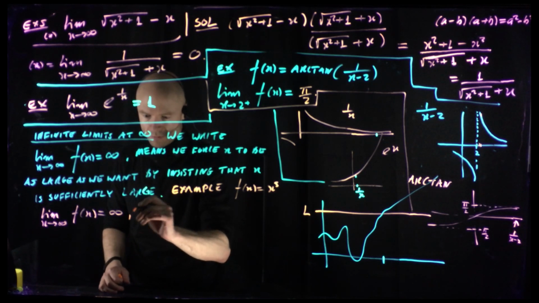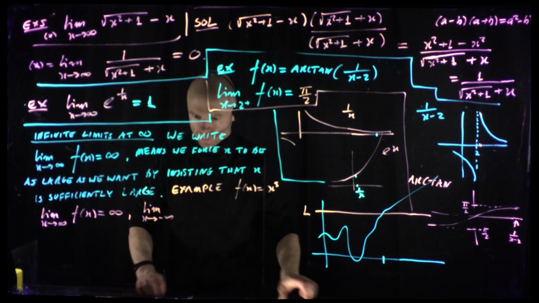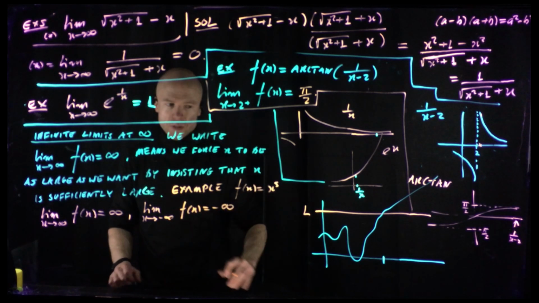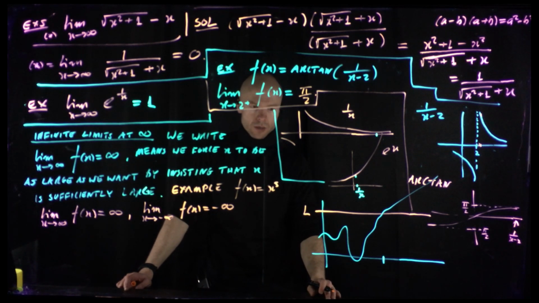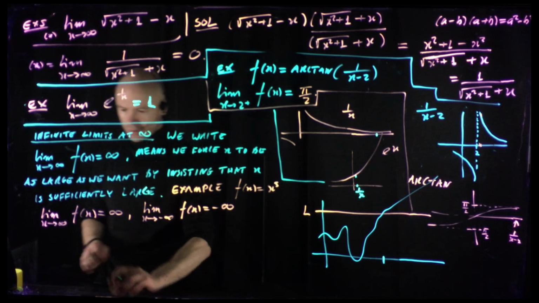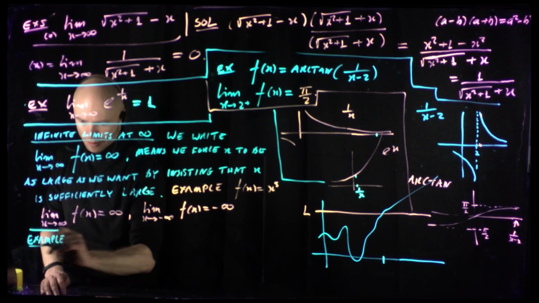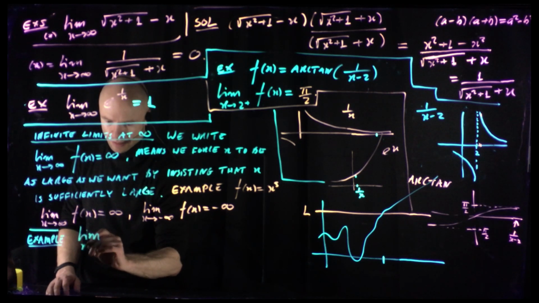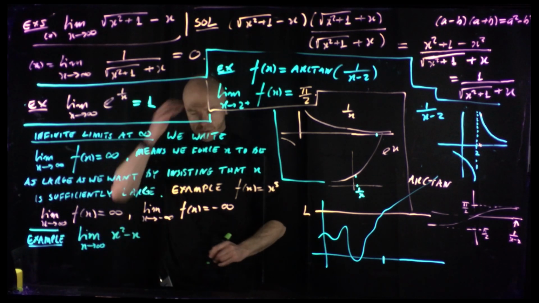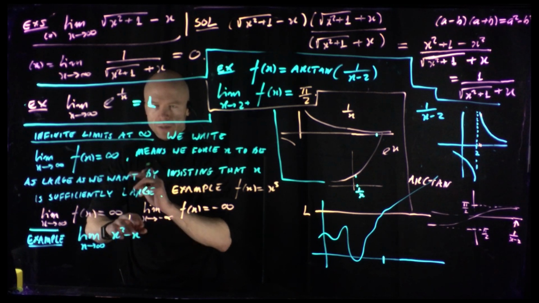Okay, and we can also figure out that the limit as x goes to negative infinity of f of x is negative infinity. Not too hard. Okay, so final thing to talk about. This is an example. Let's consider this limit as x goes to infinity of x squared minus x. What you should be thinking is, both of these are going to infinity, but x squared is going faster, so I think the answer is infinity.